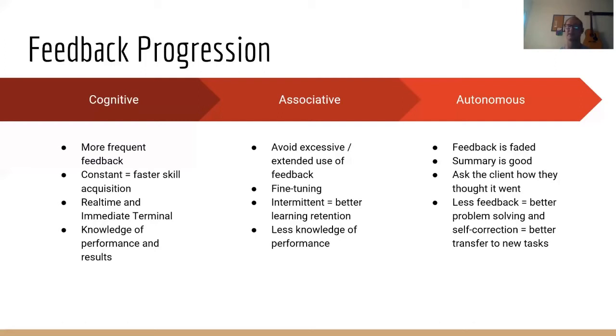Less feedback leads to better problem solving and, again, self-correction. And that's good because it leads to better transfer to new tasks. So if our client only trains with us for one package, and we only go over a handful of exercises with them, but we can shift their feedback into more of a self-correction mode in the autonomous phase, then even if we teach them the barbell deadlift, they might feel completely confident going to do a trap bar deadlift because they already know kind of what the idea is for similar exercises.